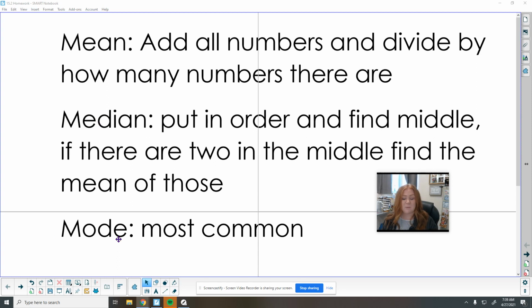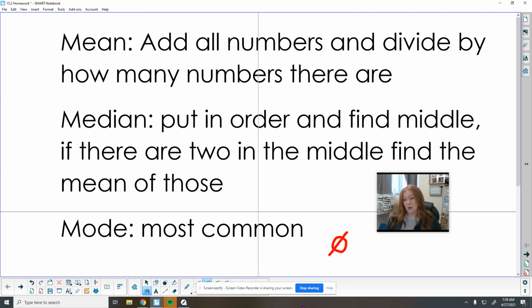And then the mode is the one that happens the most often. It's the most common on your dot plot. It's going to be the highest. They happen the most. You can have 0 modes. If all of them happen the same, there's 0 modes, like just none. You'll see there's a little symbol. It looks like, so they don't just say there's 0, they say like there's none.